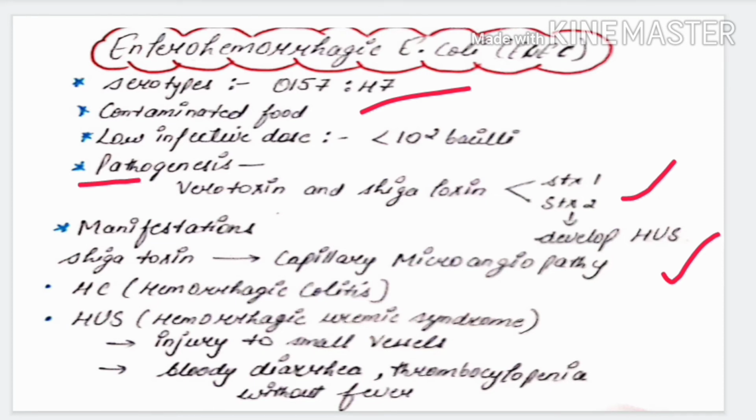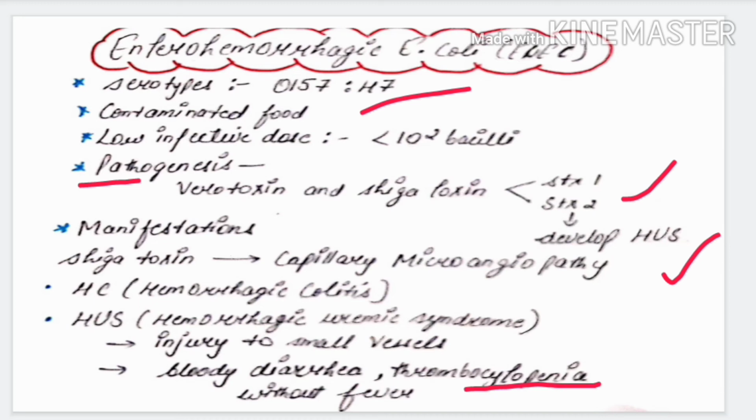And next is HC, hemorrhagic colitis. Enterohemorrhagic E. coli can also produce hemorrhagic colitis, which is manifested as bloody diarrhea and abdominal pain, but the main thing is that there will be no fever in the host. Next we have the hemorrhagic uremic syndrome. This is injury to small vessels. It leads to bloody diarrhea and thrombocytopenia, that is the deficiency of platelets, without fever. There will be no fever in the host.